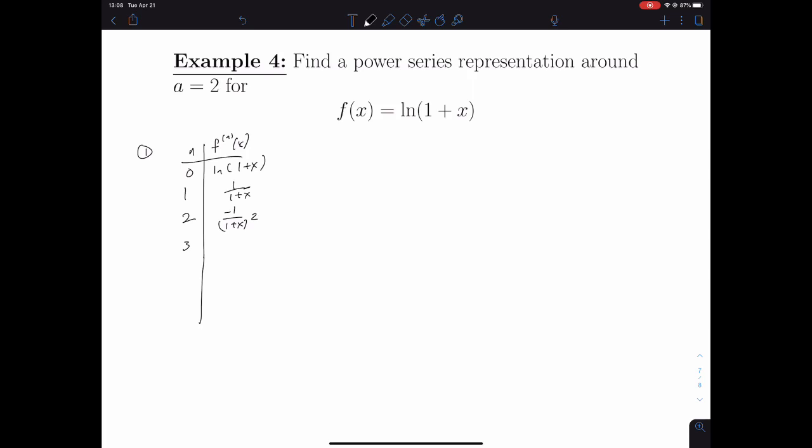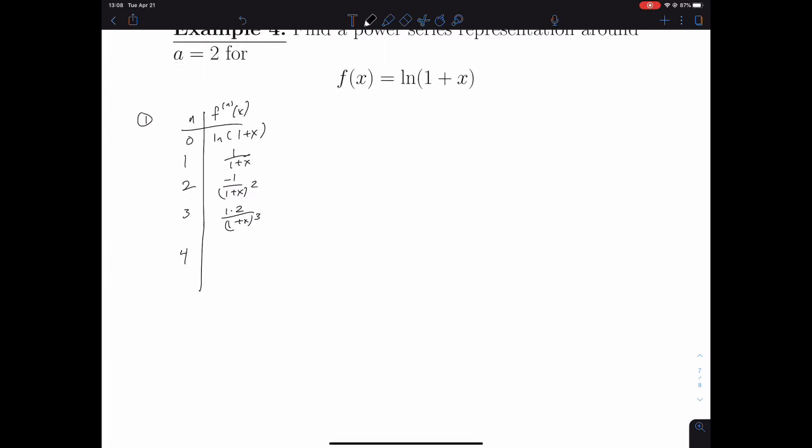And then I'll have negative 1 times negative 2, so 1 times 2 over 1 plus x cubed. For the fourth one, I'll multiply by a negative 3 on the top, so I'll have negative 1 times 2 times 3 over 1 plus x to the fourth. And then here I'll have positive 1 times 2 times 3 times 4 over 1 plus x to the fifth. And this all makes sense, and hopefully you can guess at this point that the next derivative would be, it's alternating, so it would be negative.